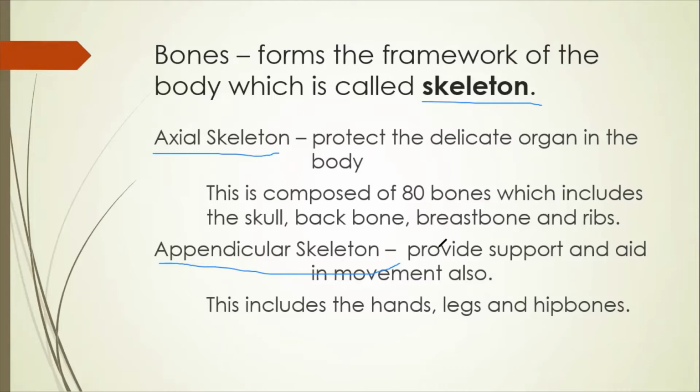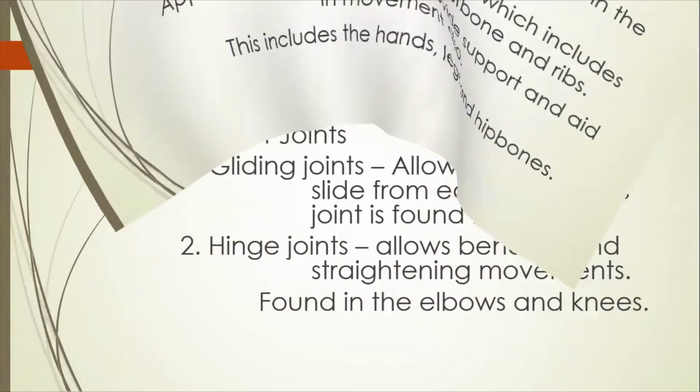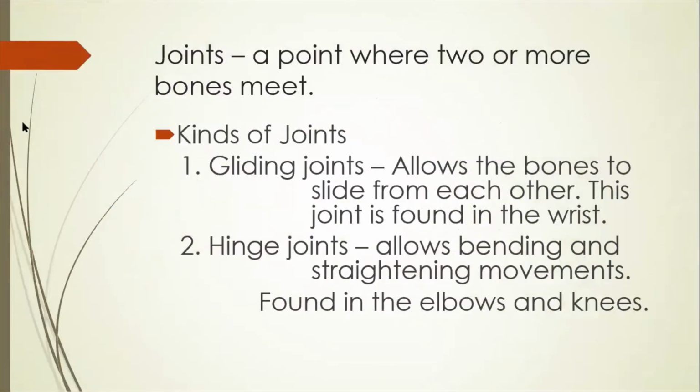The appendicular skeleton provides support and aids in movement. This includes the hands, legs, and hip bones. Now we go to joints. This is a point where two or more bones meet, and we actually have 5 kinds of joints.